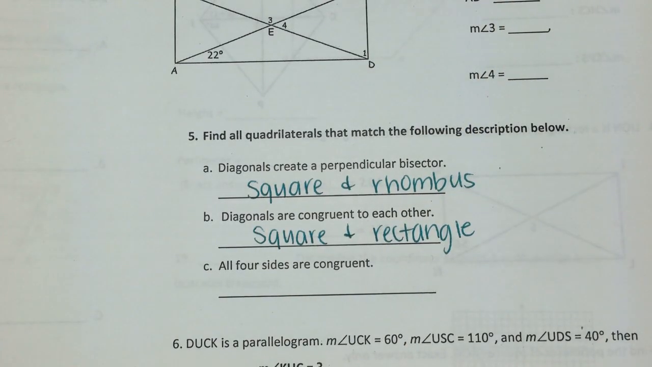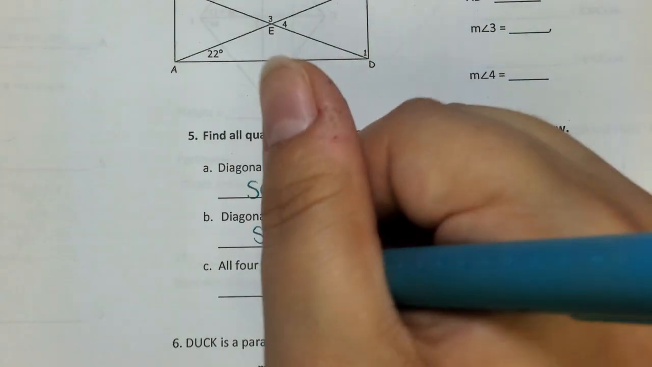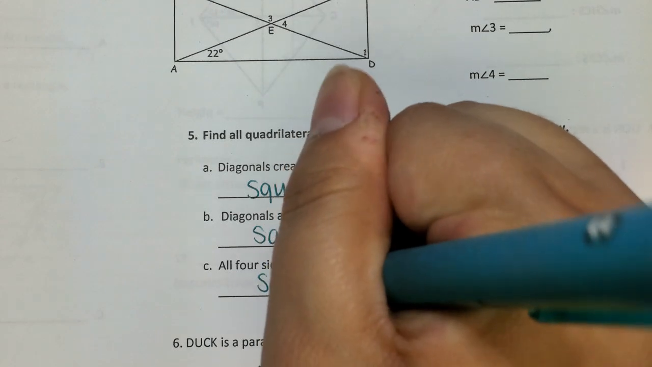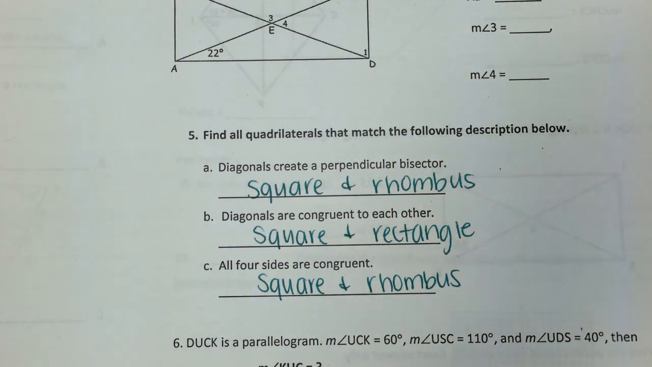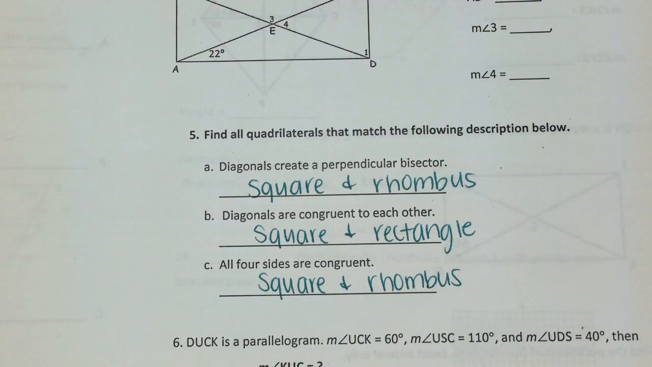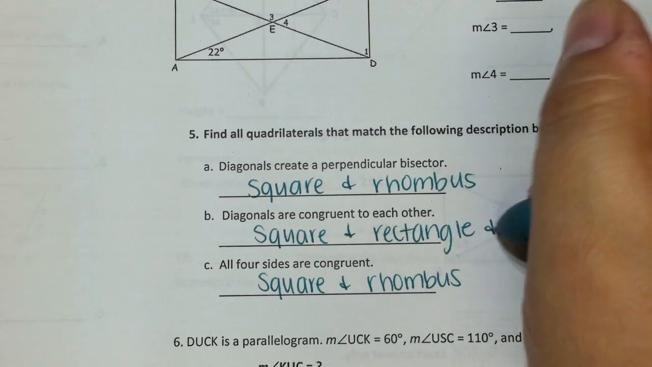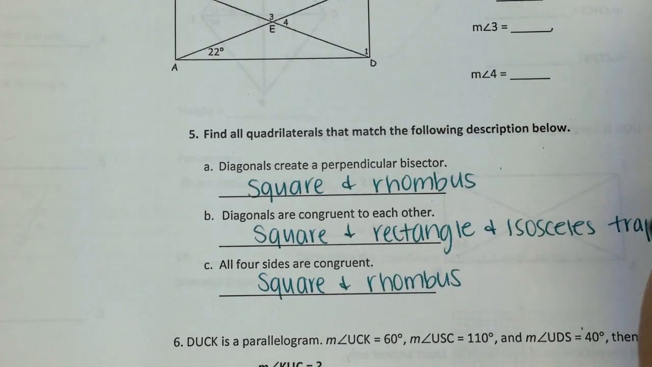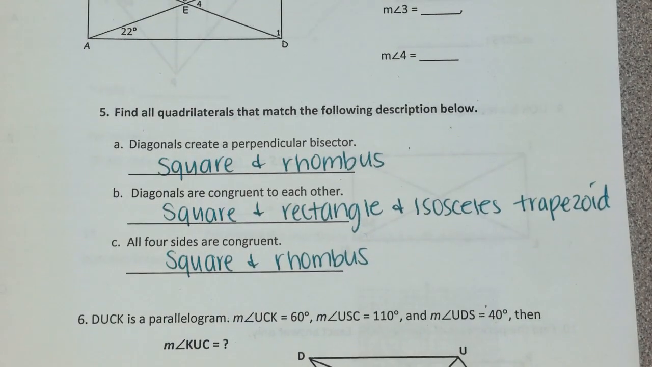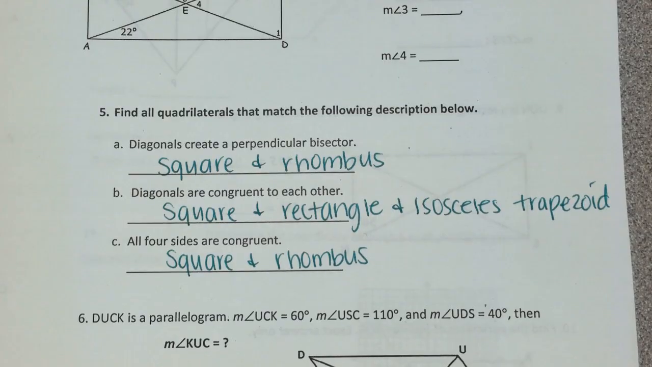Which one has all 4 sides congruent? A square and a rhombus. We forgot one. Something else has diagonals congruent to each other. Which kind of trapezoid? An isosceles. Oh, sorry. An isosceles trapezoid also has diagonals congruent to each other. So be careful. Don't forget about that.